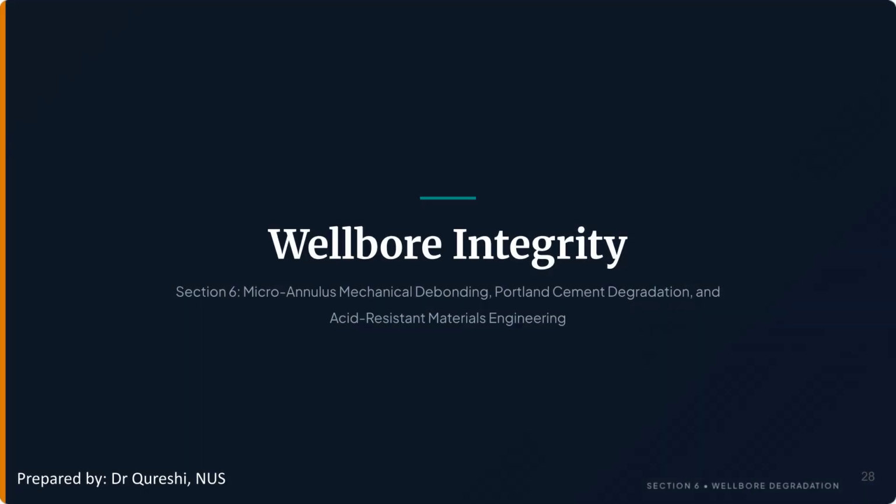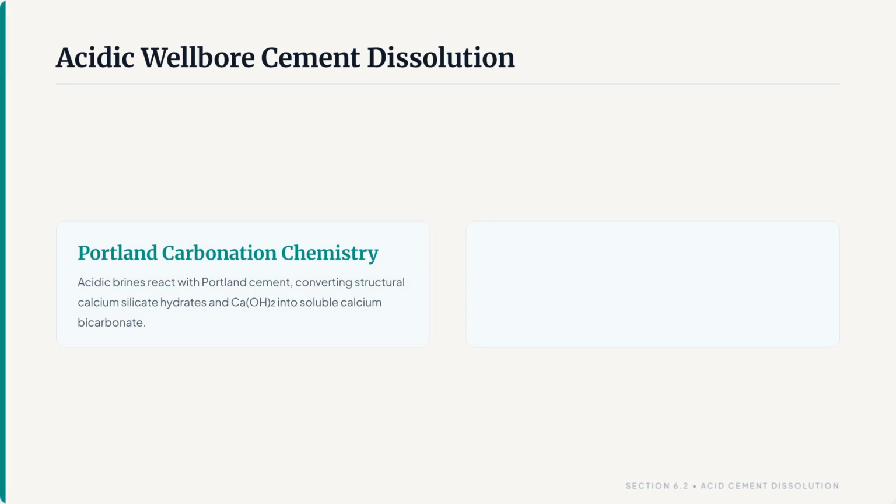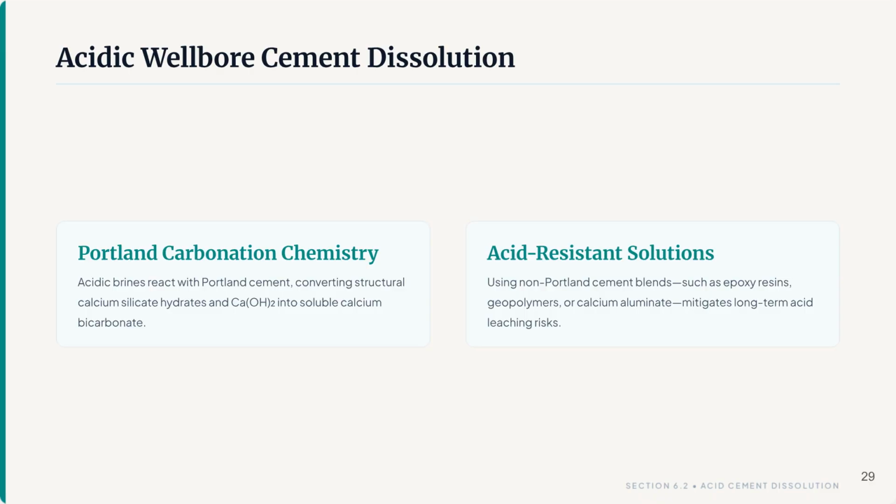We must address mechanical debonding of the microannulus and the degradation of standard Portland cement when exposed to acidic sequestration environments. Portland cement is susceptible to carbonation, turning soluble under acid exposure. To improve durability, engineers utilize acid-resistant alternatives like epoxy resins, geopolymers, or calcium aluminate.